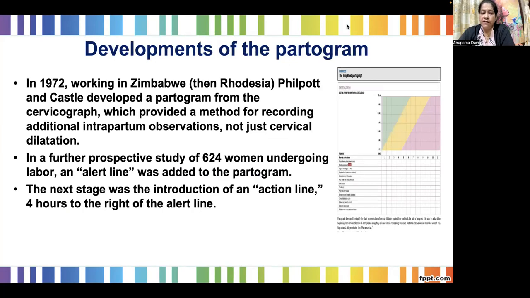Now, with increasing developments in 1972, Philpott and Castle in Zimbabwe developed a partogram from this cervicograph, which provided a method for recording additional intrapartum observations like maternal parameters, fetal parameters, and not just cervical dilatation. In a further prospective study of 624 women undergoing labor, then came the alert line, beyond which some intervention would be required. The next stage was the introduction of an action line 4 hours to the right of alert line.